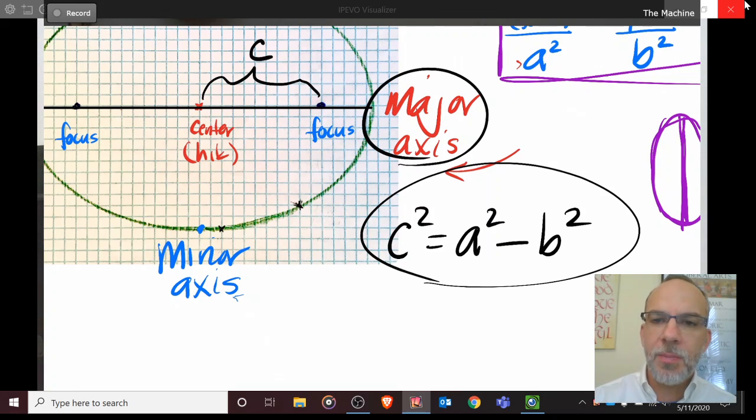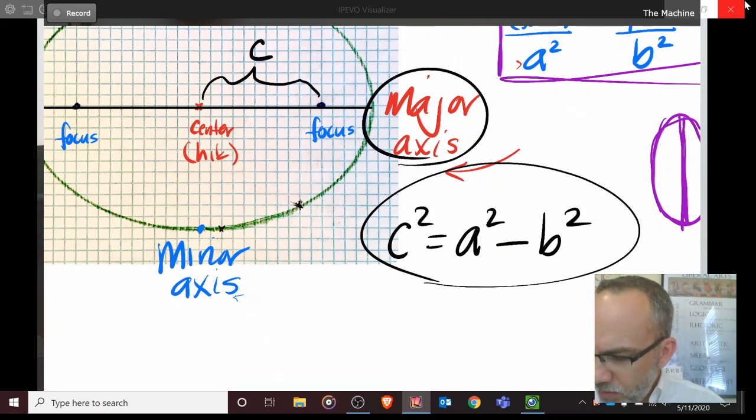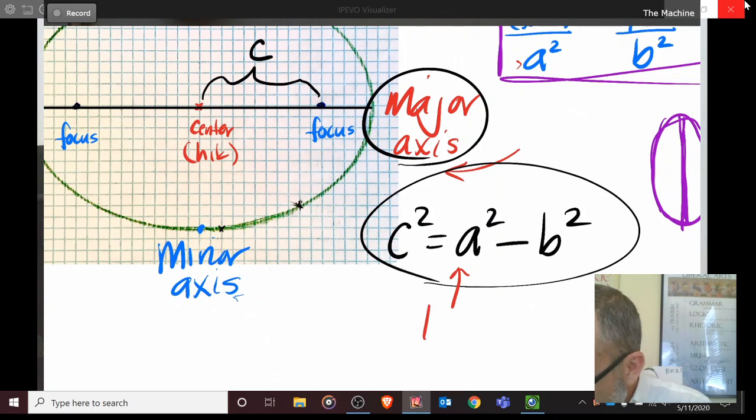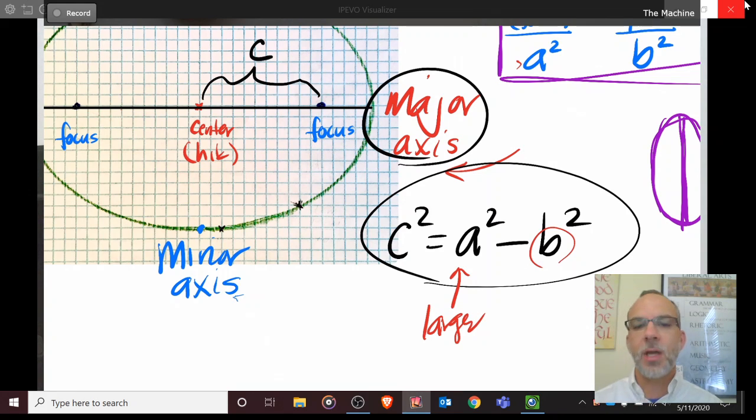Don't get hung up here, though, on A's and B's. Remember I said A is always the larger one, no matter where it sits in the equation. Your A is always the distance from the center to the edge of the major axis. So whenever you're doing the mathematics, this has to be larger than the B.